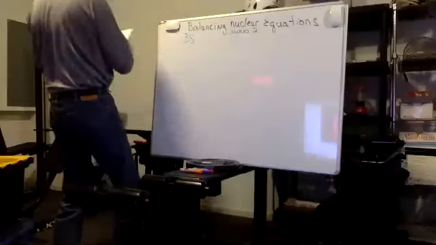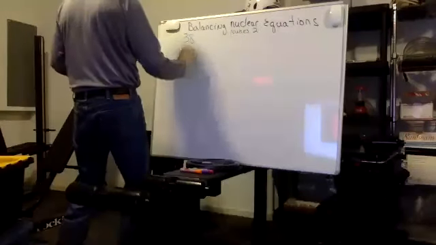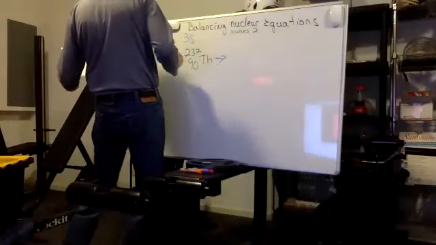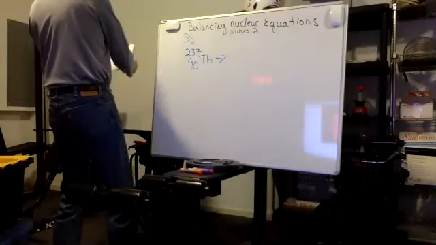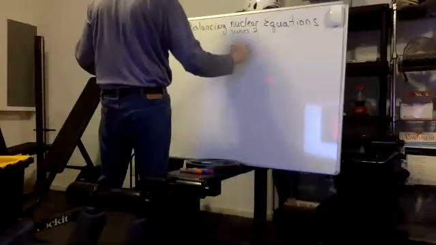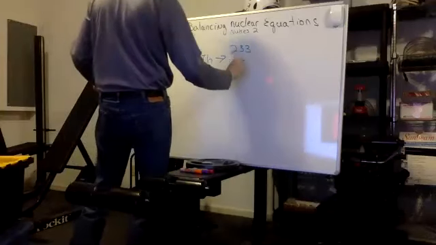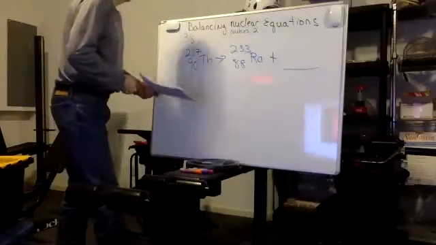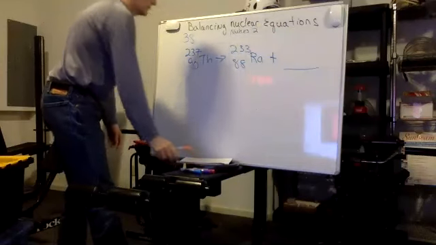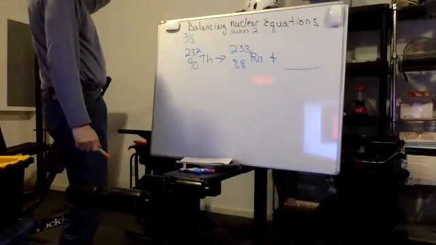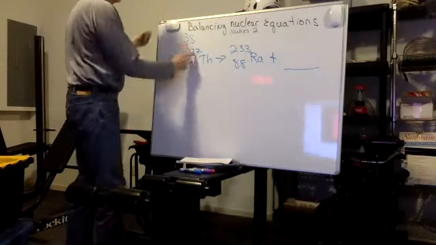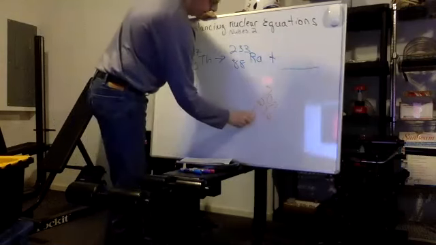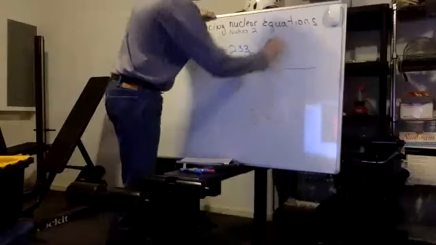$38. We've got 237 thorium going to 233 radium and blank. So let's take a look here. We'll do the top first. Top, we got 237. I'm going to subtract out the 233, and it's going to be 4 on top.